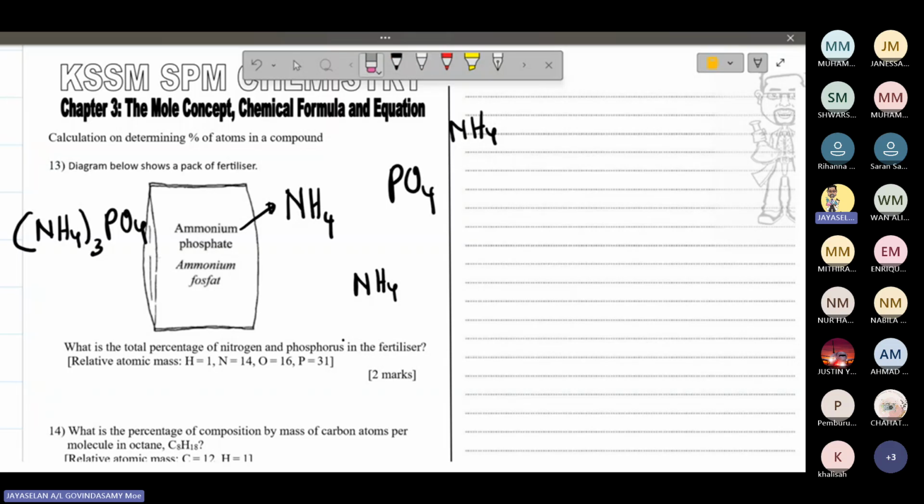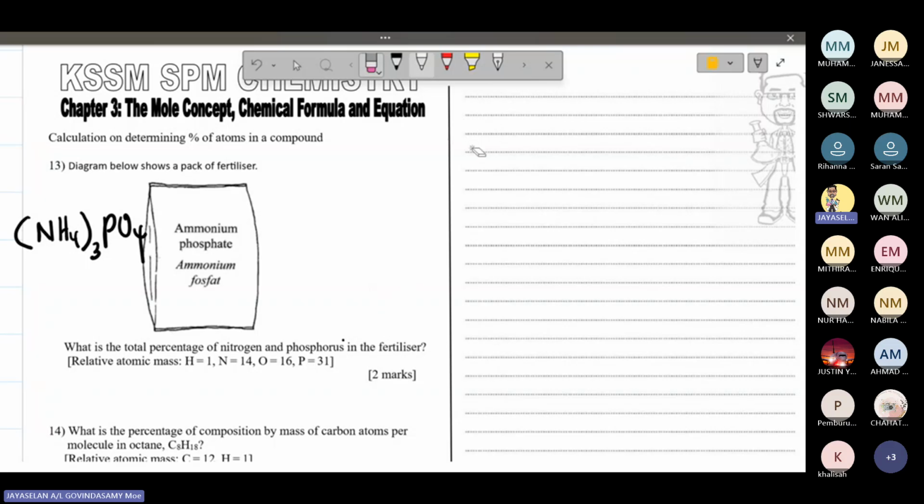Sekarang ammonium ion ada berapa? 3. Phosphate ion ada berapa? 1. How to do smart way to do the formula? So open bracket NH4, close the bracket, 1, 2, 3. So I put 3. The whole thing got 1. So I put here PO4. That's how we do the formula. Any question? So saya dah tunjuk 3 cara. So kamu ambil cara yang mana kamu suka. Okay, done? After this, you already got the formula correct.